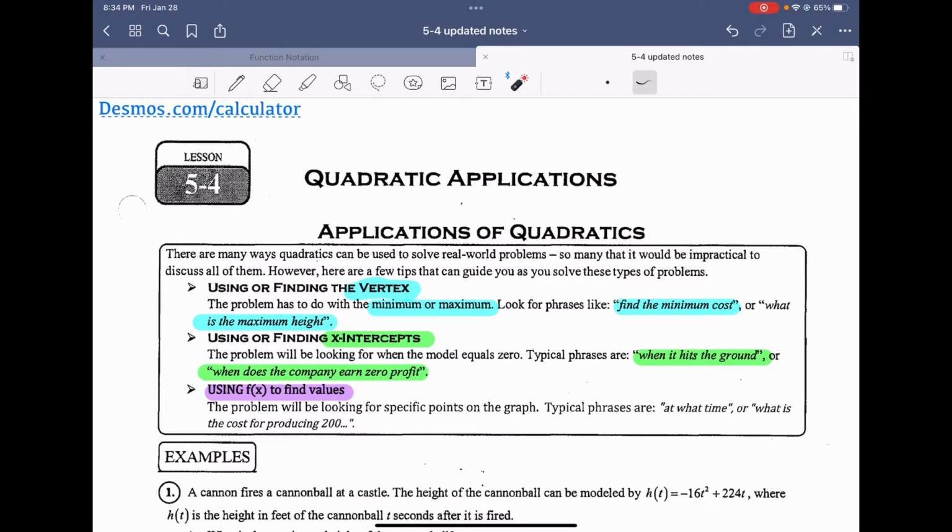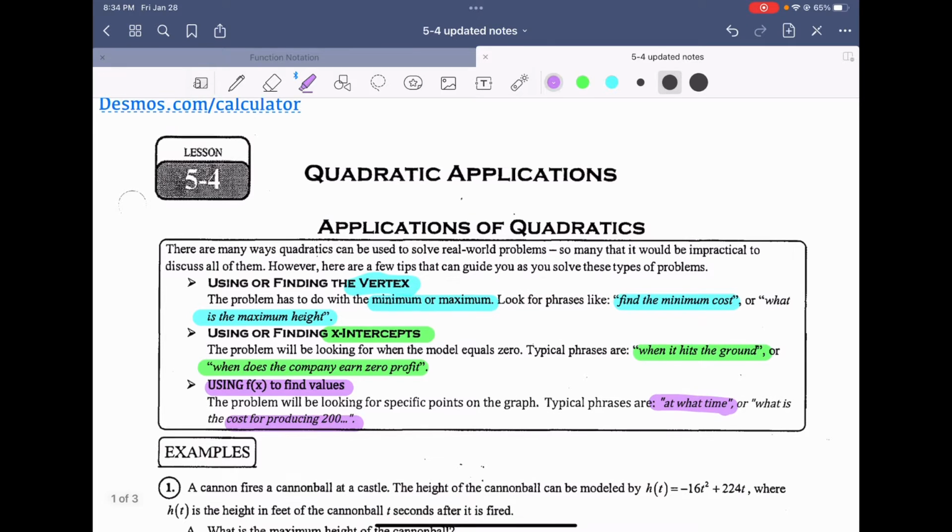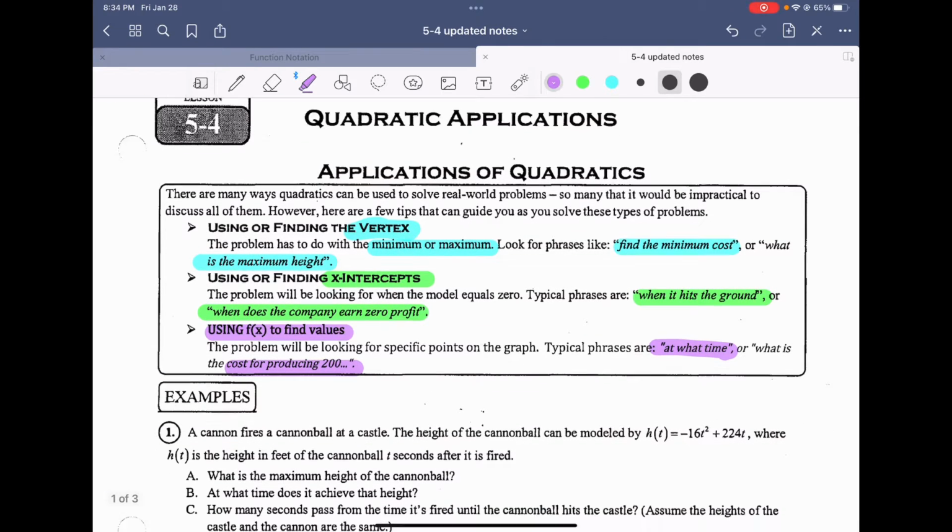But basically what this means is sometimes they're going to ask you for what happens at a certain x value or what happens at a certain y value. And so in that case, you'll either plug in that x value or plug in that y value and solve and see what happens. You're going to look for questions such as at what time or what is the cost for producing a certain number. So they'll give you a certain number or they'll ask at a certain time. So those are some hints to tell you what kind of things you're going to be looking for.